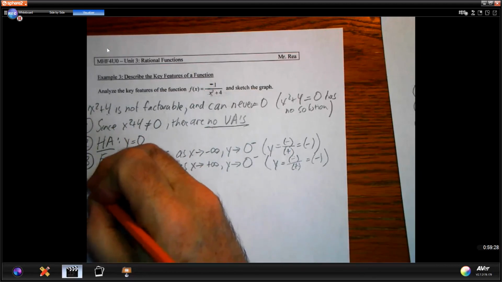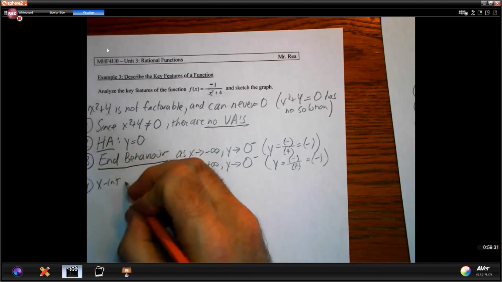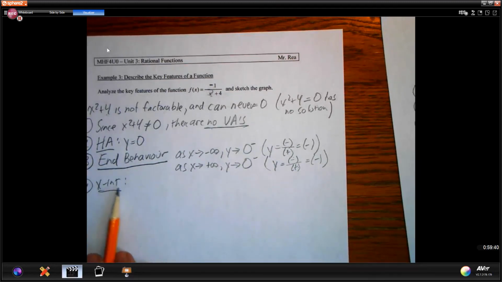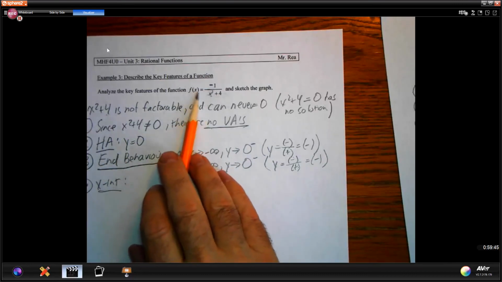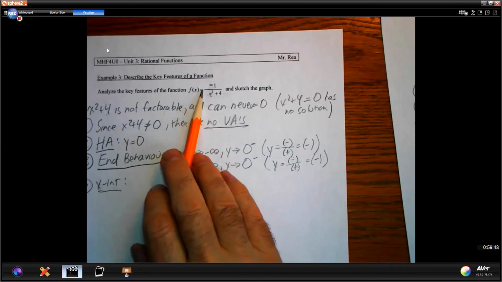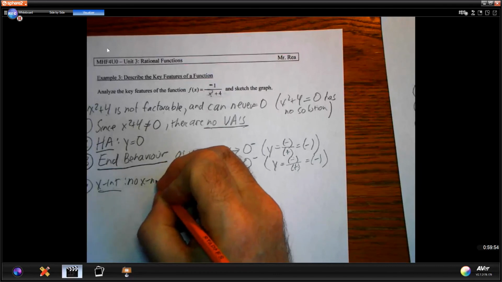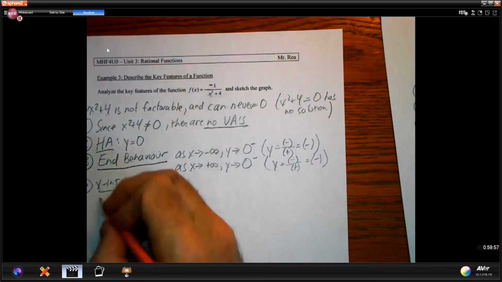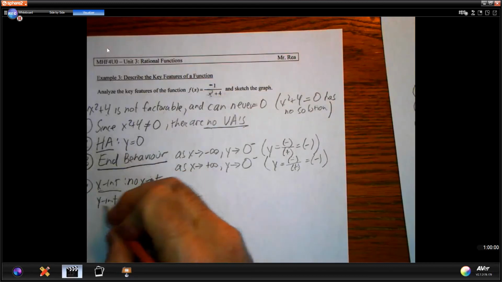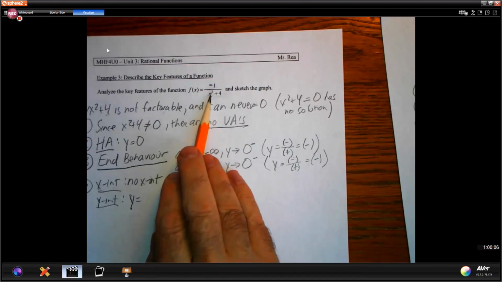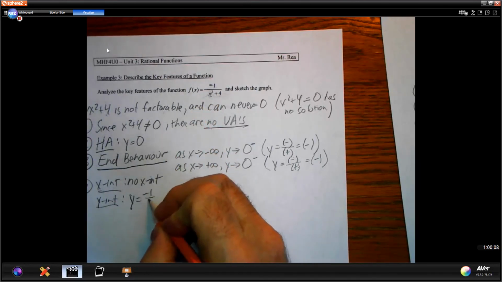Okay, and then x and y intercept. Now you can see I'm speeding up the process every time we do more examples. So I'm not even writing y equals 0 anymore. X intercept, if I try to set this to 0, I can't, because 0 cannot equal negative 1 over anything. So I'll just jump to the conclusion, there's no x intercept, and the y-intercept, if I plug in 0 for x, I get -1 over 0 plus 4, or -1/4.